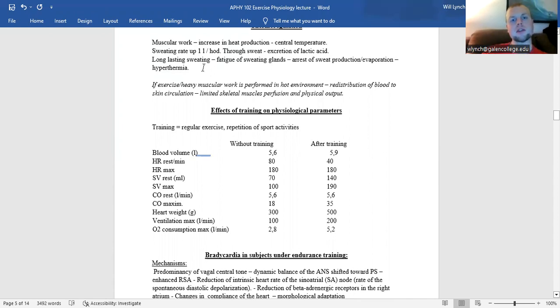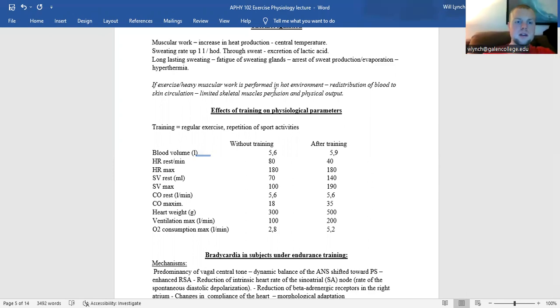Long-lasting sweating is going to cause fatigue of sweating glands. So that means that you are arresting sweat production and the evaporation method, and that can lead to hyperthermia. If we're doing heavy muscular work in a hot environment, you're going to redistribute a lot of blood flow to the skin circulation. So we're going to see limited skeletal muscle perfusion and physical output because the redistribution of blood flow to the skin surface is so severe in order to decrease body temperature.